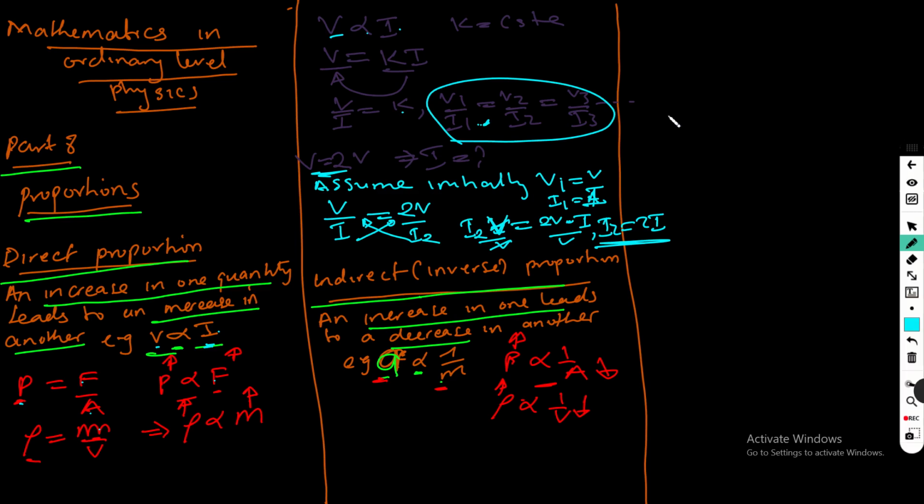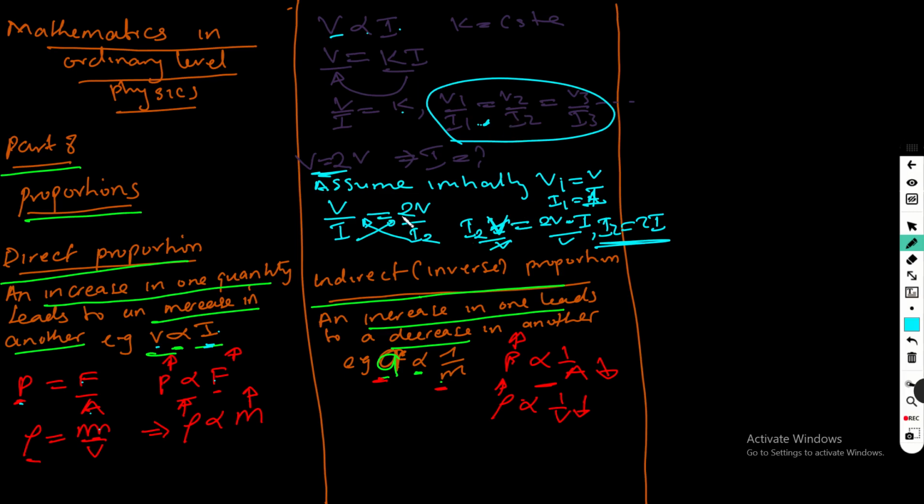So if they give you an equation, okay, the voltage has been increased by 2, what will be the value of the current? If the value of the voltage has increased by 2, it means that by direct proportion, the current value has also increased by 2. But how do you know mathematically? If we assume that initially V1 equals V and I1 equals I, you put it back in this formula: V on I equals the new value, which is 2 volts over I2. I2 is what you're looking for.